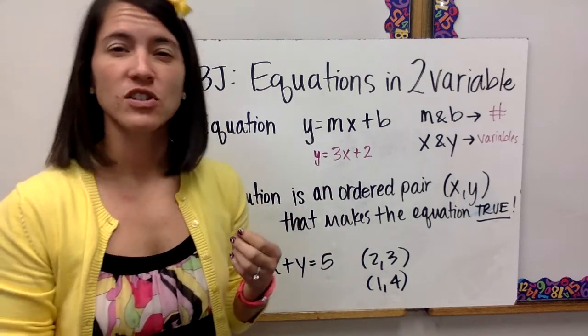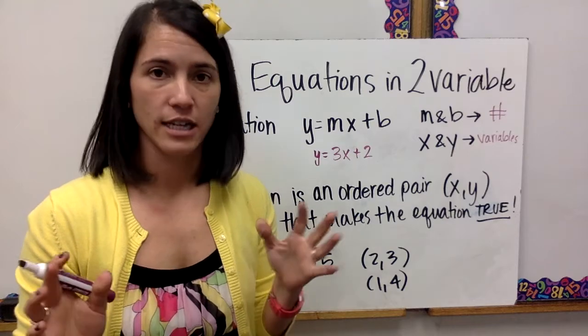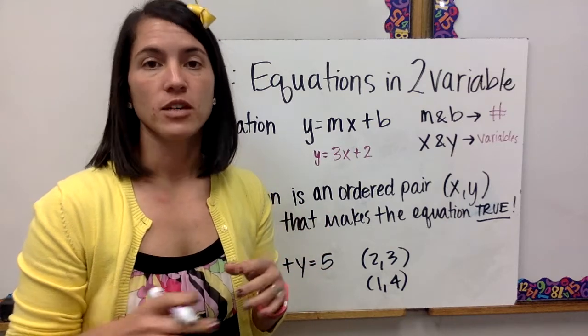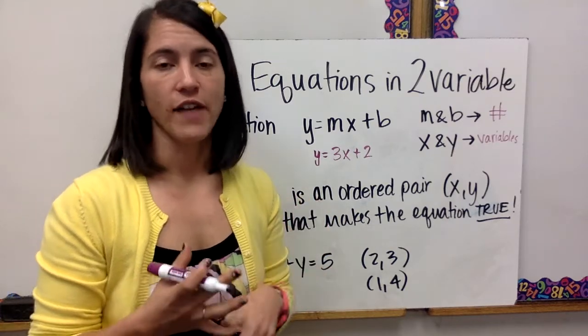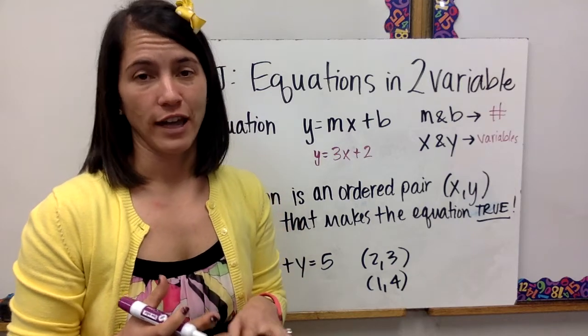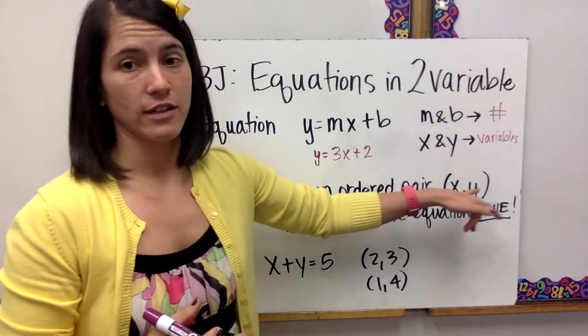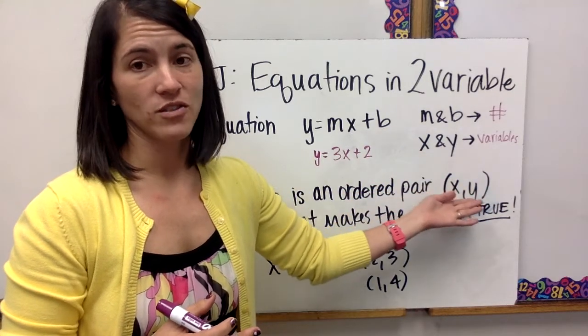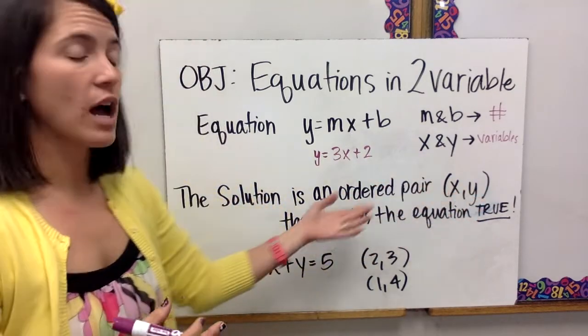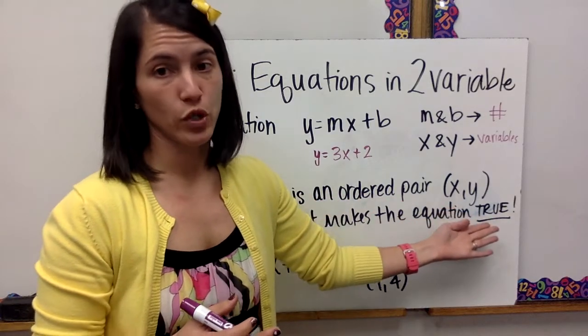Now, we're not going to be solving these equations necessarily because they have two variables, but we're going to be using them, finding solutions, and graphing them. So the solution is an ordered pair, x, y. That's why we have an x, y. So we're going to be finding the solutions, x, y, that make the equation true.